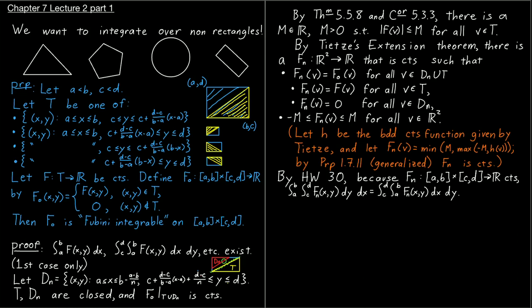What is it we want to prove? We want to prove that f naught is also Fubini integrable. Now, it's not too hard to check, I'll leave that as an exercise, that all the one-dimensional integrals for f naught do exist. They all boil down to integrals of continuous functions over rectangles.